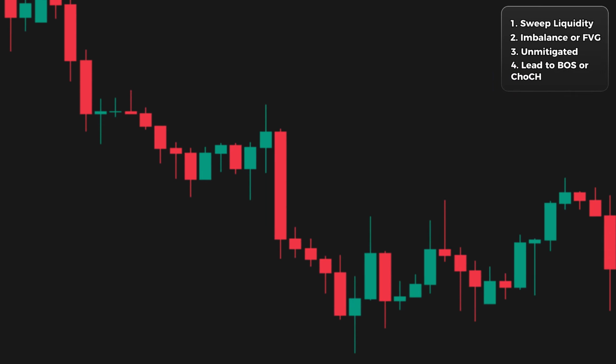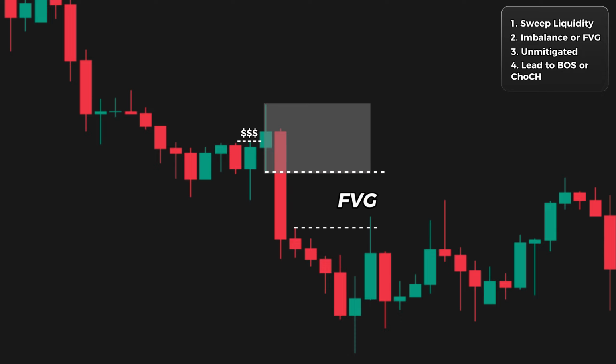Looking at the fifth order block, the bearish candle sweeps liquidity from the previous candle's high, confirming the presence of institutional activity. A fair value gap forms in the following candles, and the level remains unmitigated, adding to its strength. Additionally, the price experiences a clear break of structure to the downside, validating this as a strong order block. As a result, the market respected this level, leading to a continuation of the downward movement.